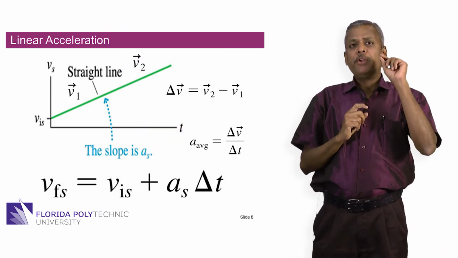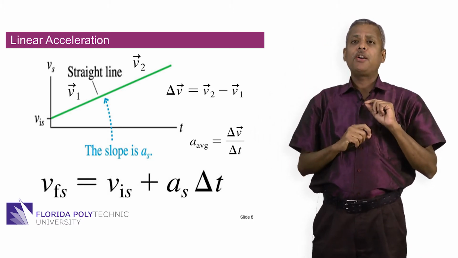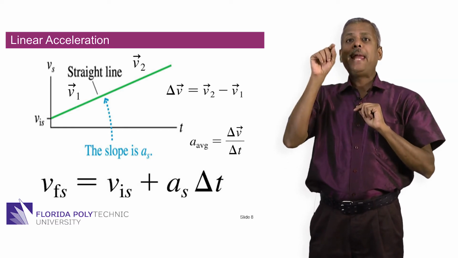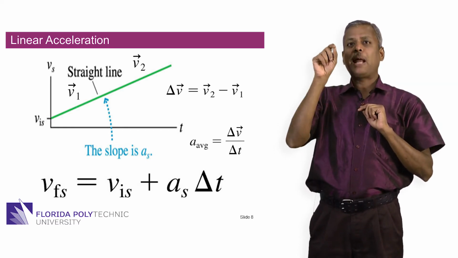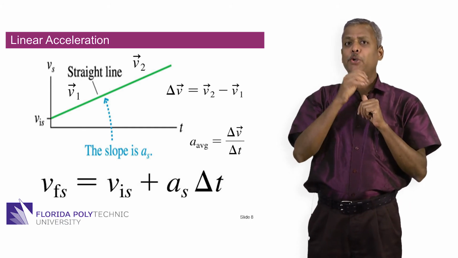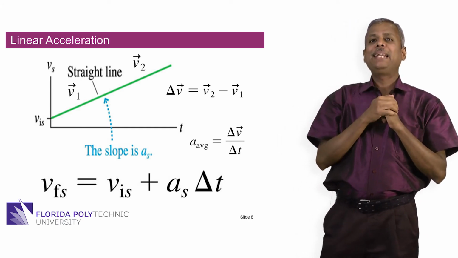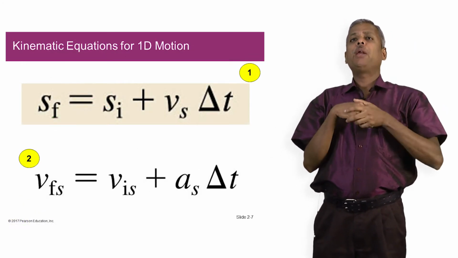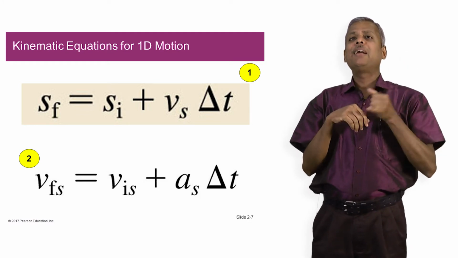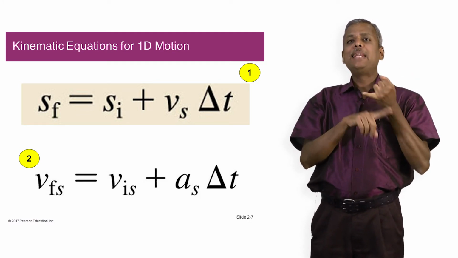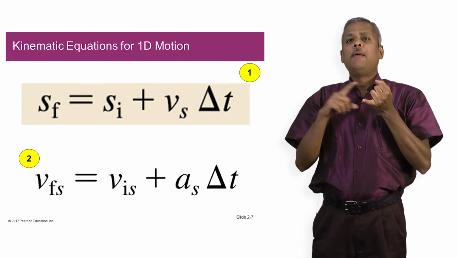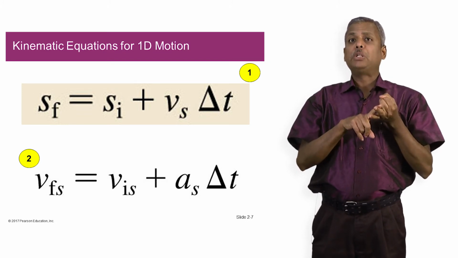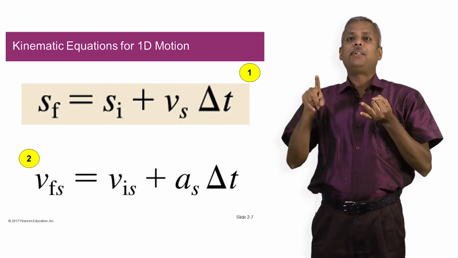Alright. So V final is my final velocity from the linear plot, V initial is the initial velocity from the linear plot, plus A is your acceleration, which you get from the slope, and delta T is your time factor. So I can generate two kinematic equations. One I said earlier: S final is S initial plus Vs delta T. The second kinematic equation is V final is equal to V initial plus A delta T.